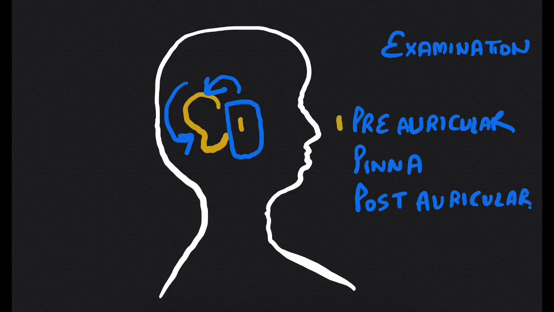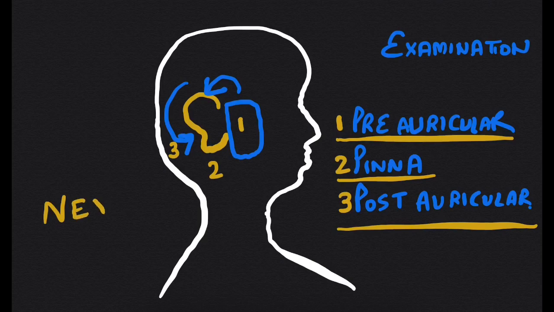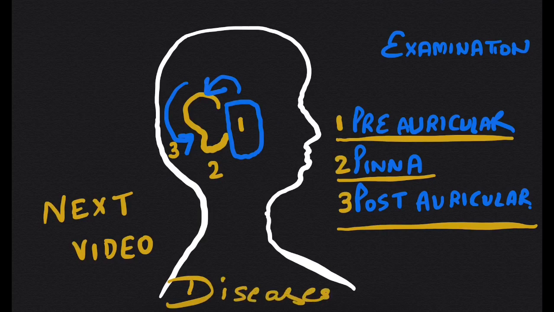So for today, we have learned the anatomy of the pinna. We have learned about the cartilage. We've learned about the elevations, depressions, its nerve supply, and the blood supply. And hopefully, we'll see you in the next video with the diseases as well as the management of pinna and its cases.